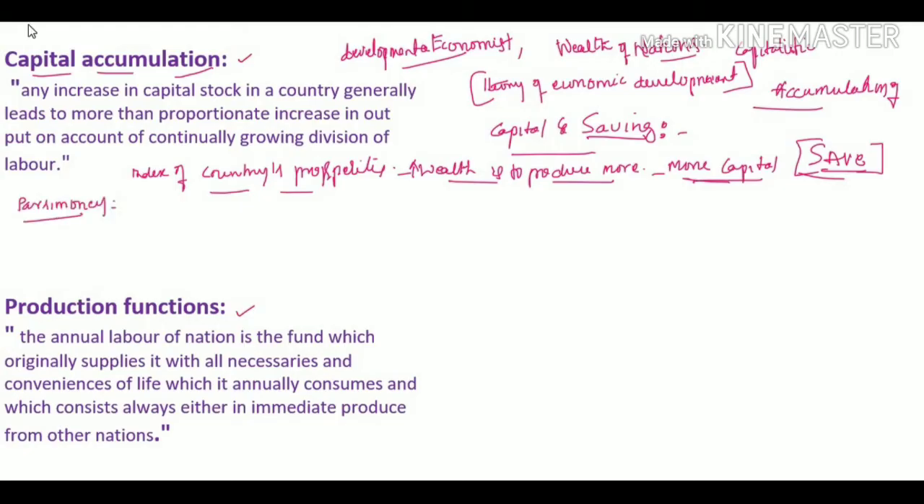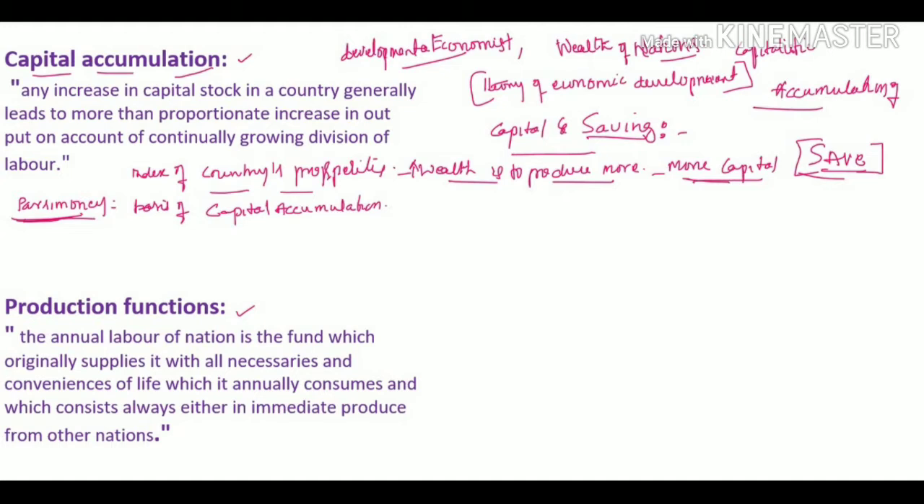Adam Smith stressed the role of parsimony. Parsimony formed the basis of capital accumulation. Parsimony means extreme unwillingness to spend money or use resources. It means people have to spend less money on consumption of goods and services.